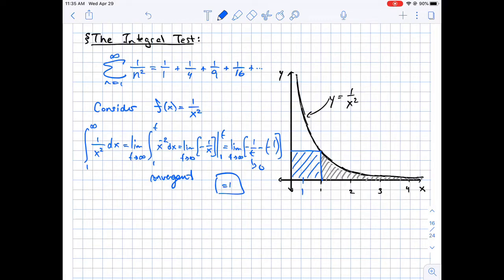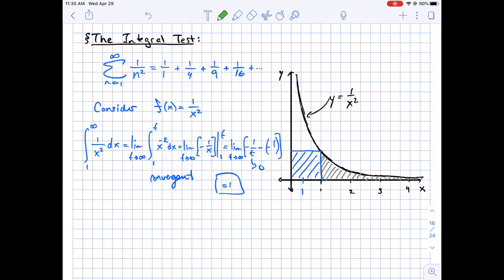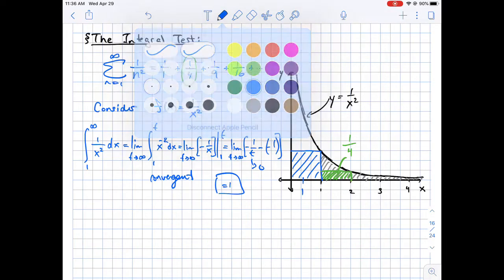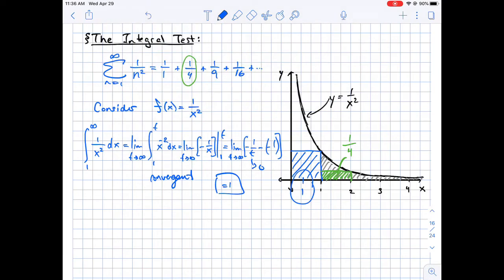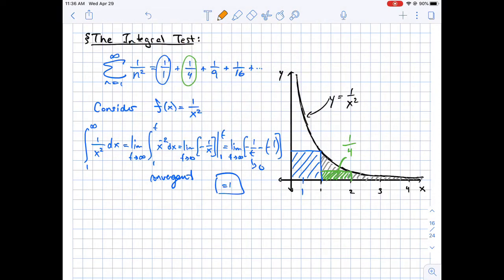So that's fine. Now let's do the same thing here at 2. If I do that, I go up, there's the height. And this time that is going to be my rectangle, and the area there will be 1 over 2 squared. It will be 1 over 4. And you'll notice that 1 over 4 is the second term in our series, and you will also notice that this value of 1 was the first term in our series, and this is not a coincidence. This is very much how we set this up.